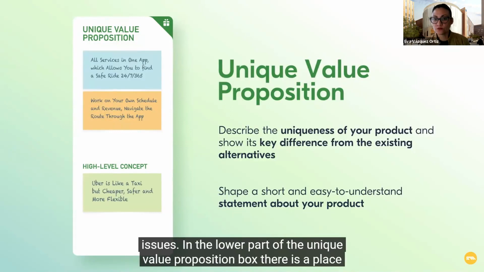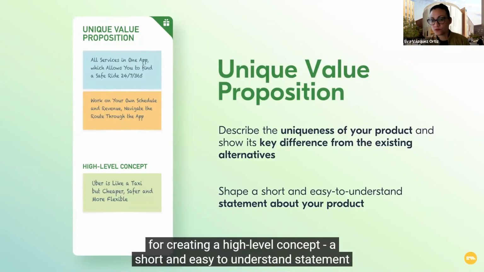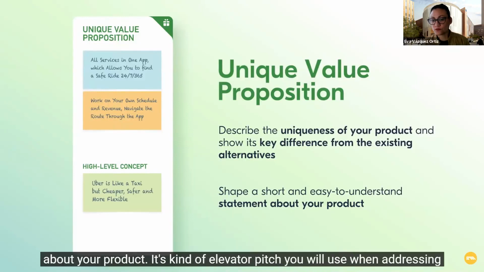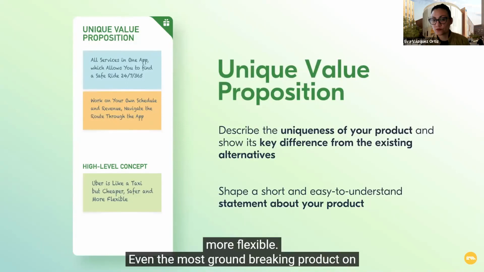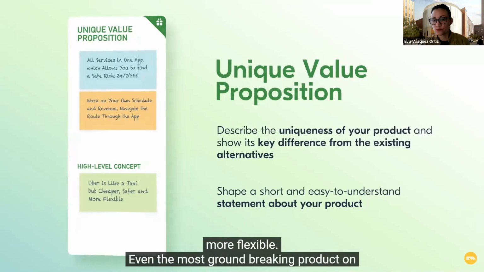In the lower part of the unique value proposition box, there is a place for creating a high-level concept, a short and easy-to-understand statement about your product. It's a kind of elevator pitch you will use when addressing your product. As an example, Uber is like a taxi, but cheaper, safer, and more flexible.